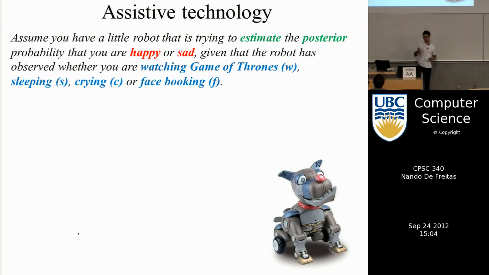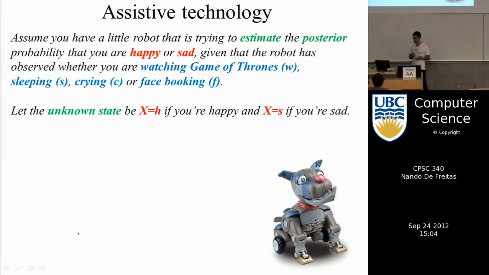It's trying to figure out whether you're happy or sad. It doesn't get to observe whether you're happy or sad. Imagine all it sees is you watching TV or Facebooking or one of the two other activities. So in this case, the observation is actually not binary, but it is four possible things. The variable will take four possible values.